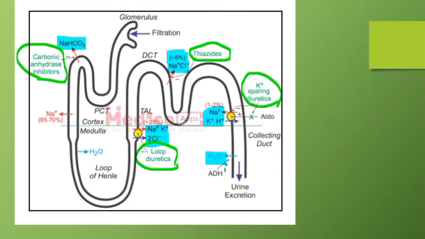Along with this, one important thing is the antidiuretic hormone. I have also seen questions in the recall: where does the antidiuretic hormone act? The antidiuretic hormone acts on the collecting tubule. This is the collecting tubule of the kidney, and it causes reabsorption of water. That's it. Now let us move.